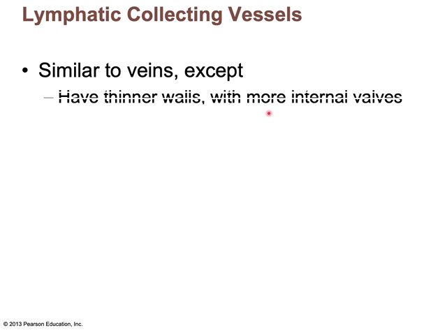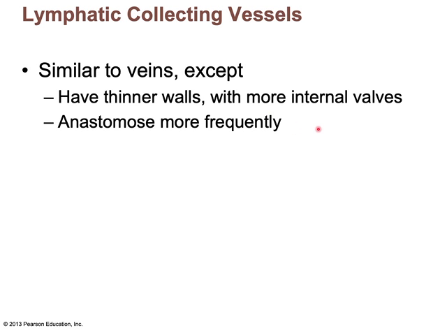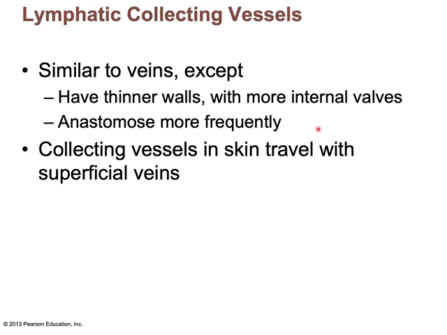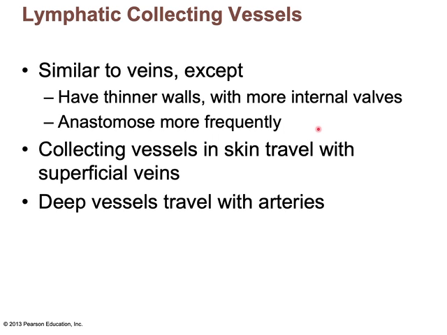The collecting vessels are a lot like veins, except with thinner walls and more valves, and they anastomose more frequently. Anastomosis, remember, is the fusing of two or more structures into fewer structures. It's the opposite of branching. They are going to end up as collecting vessels in the skin, traveling with superficial veins, usually also tracing the course of a nerve in many cases.